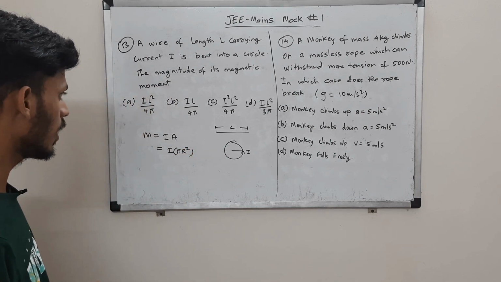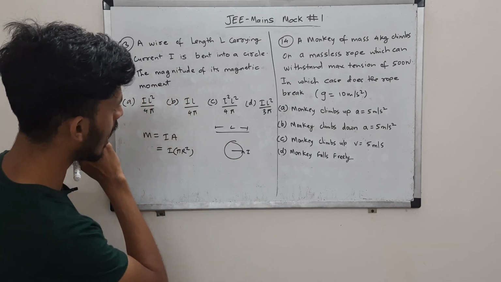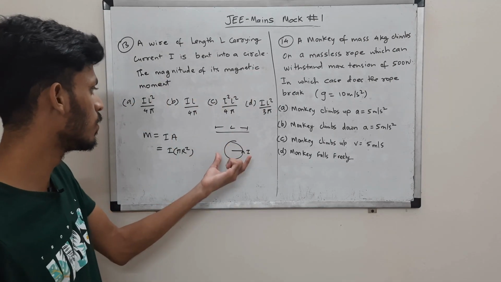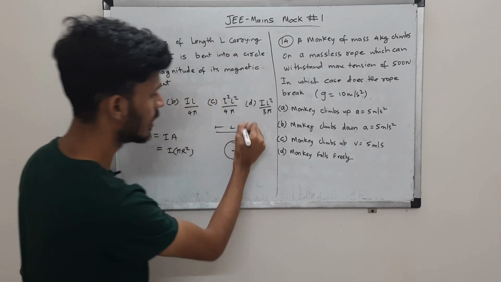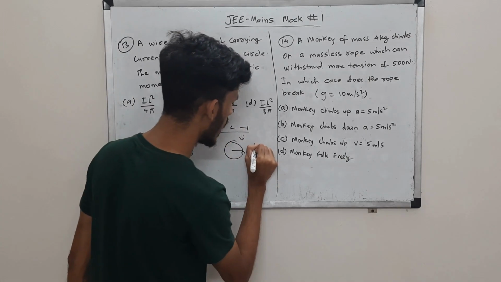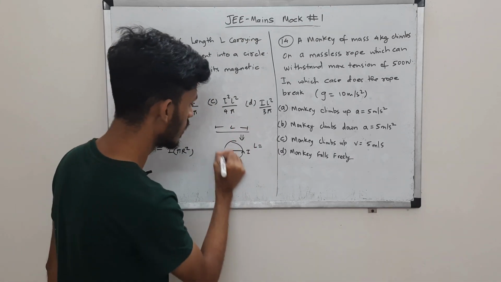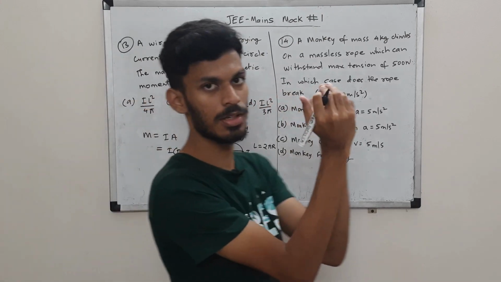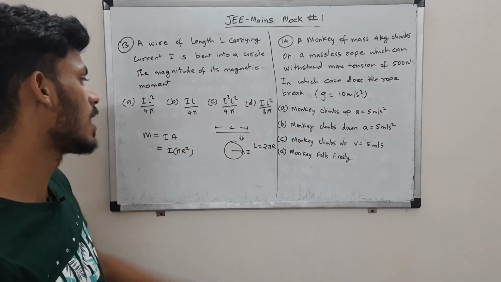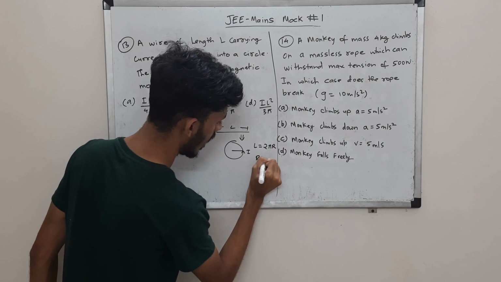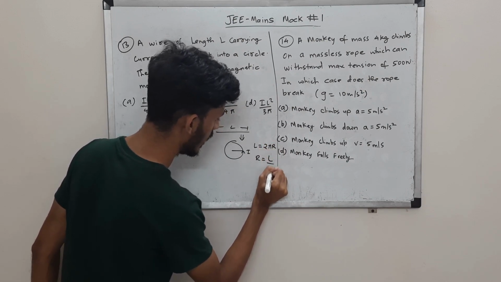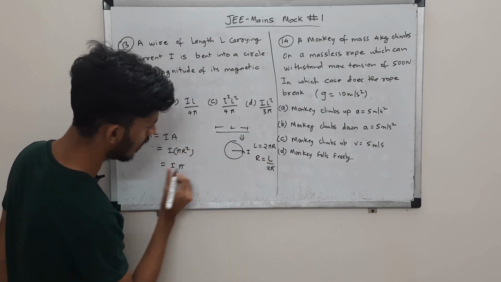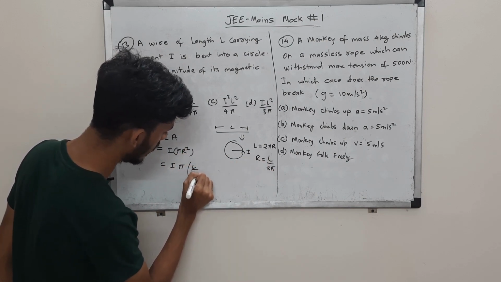You can find r, since the answer is in terms of length. Here you have seen that this length itself is bent into a circle, which means that the length of this wire is nothing but the circumference of the circle. So the circumference will be equal to this length, and from here you can find r will be L by 2 pi. So substitute it over here: I pi, in place of r you put L by 2 pi, and that's squared.